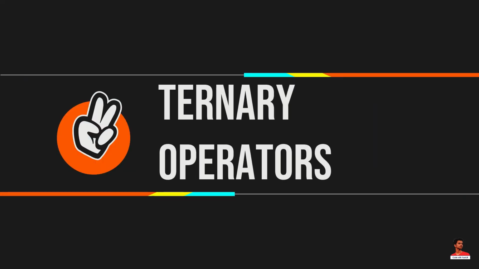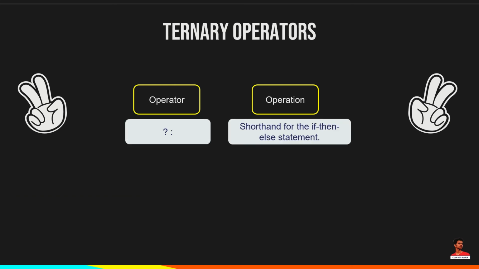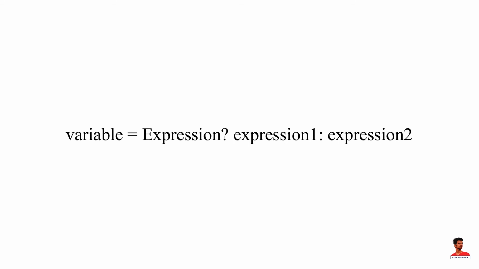The ternary operator is a shorthand for the if-then-else statement. Here's how it works. If the expression is true, expression 1 is assigned to the variable. If the expression is false, expression 2 is assigned to the variable.